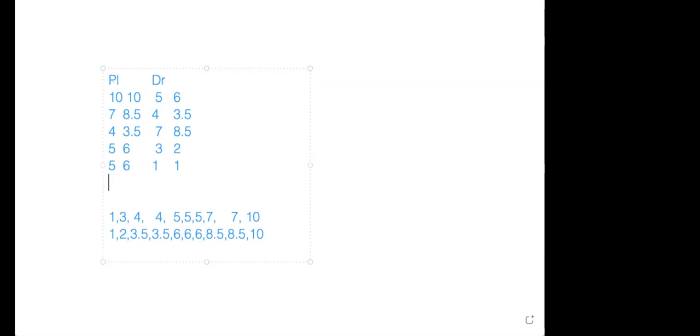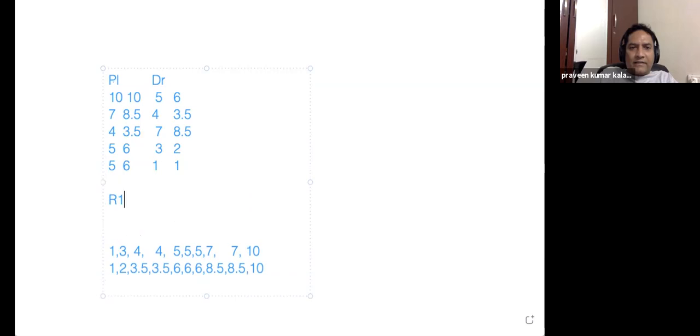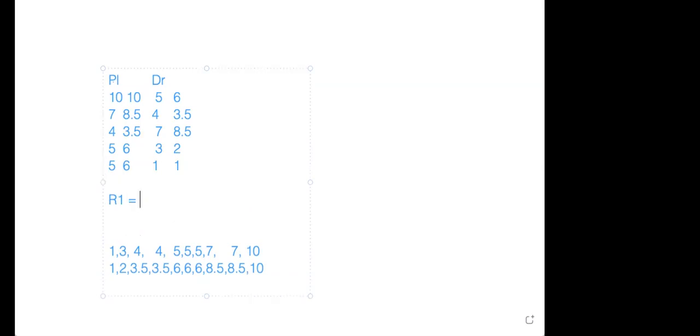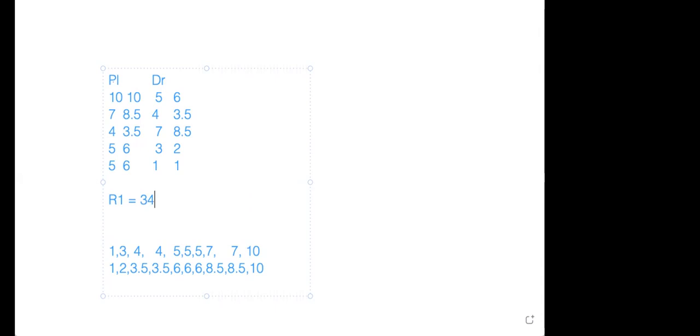Now, to sum the ranks, what is rank 1? Rank 1 sums to 10, 8.5, and so on, giving 34. 12 plus 10 is 22, 22 plus 12 is 34. Yes, 34. And rank 2 is 27.